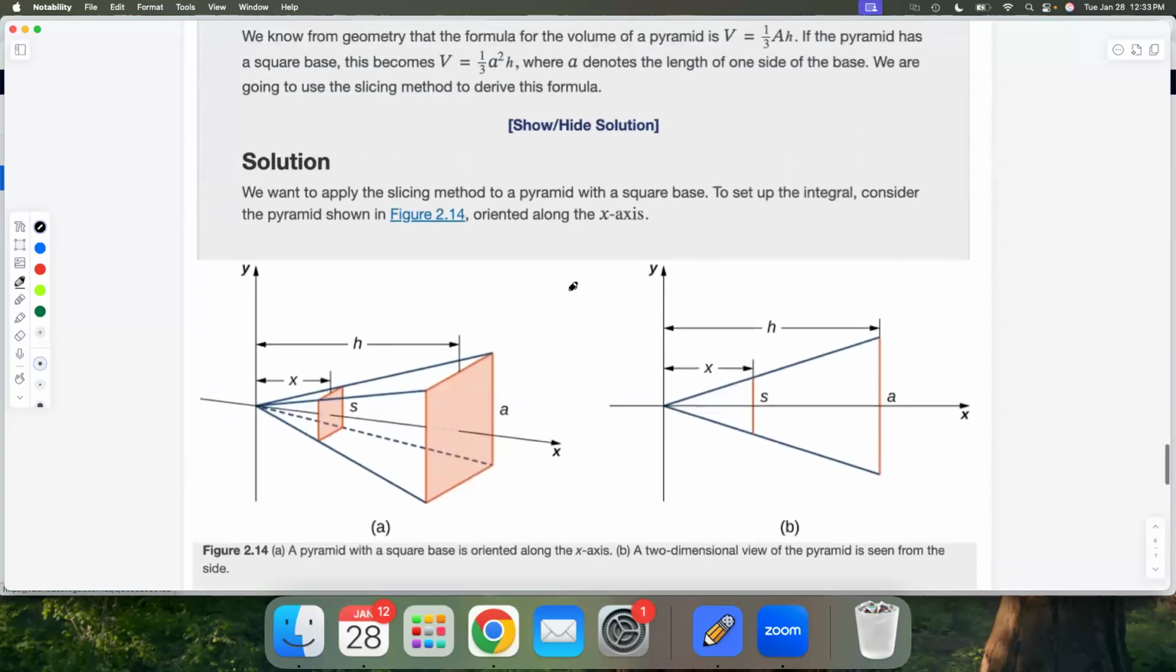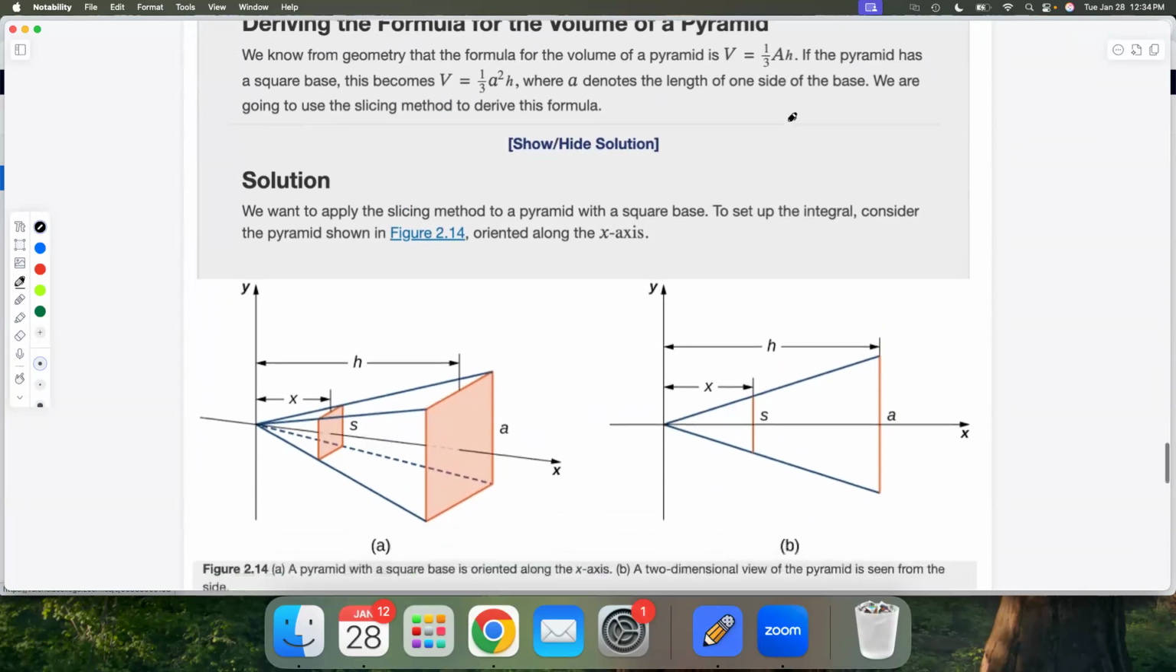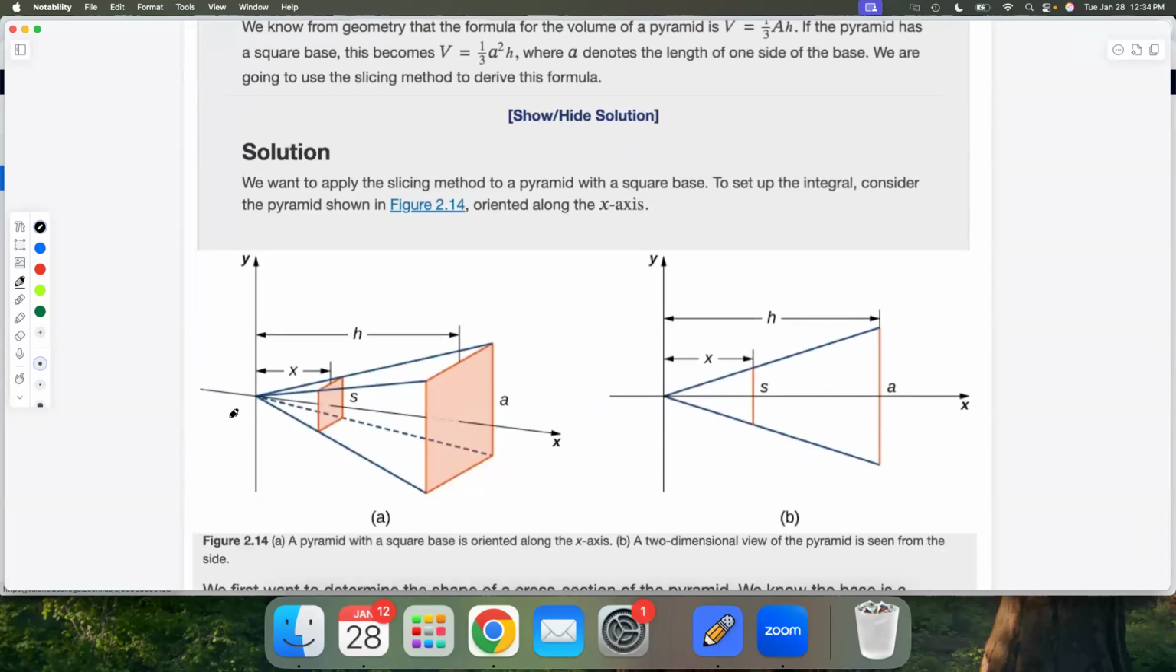Okay, so let's look at an example. We are going to prove or derive the formula for the volume of a pyramid. Like you may have learned back in 8th grade, volume is 1/3 area of the base times the height. We're going to prove that. So I've got some pyramid here, has total height h. The base of the pyramid is a square where each side has length a.